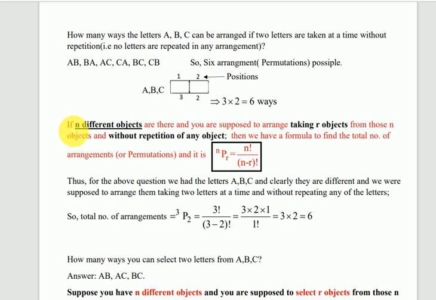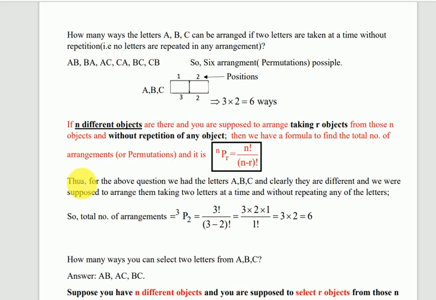So if n different objects are there and you are supposed to arrange taking r objects from those n objects without repetition of any object, then we have a formula to find the total number of arrangements, or you can say permutations, and it is given by this formula nPr, which is equal to factorial n upon factorial n minus r. So if you use this formula for this question, you can move on this way.